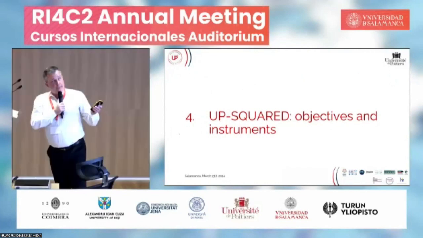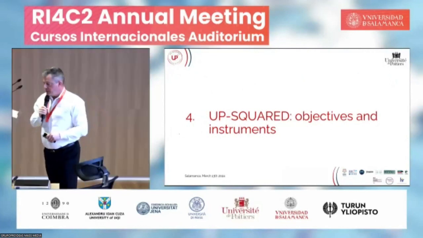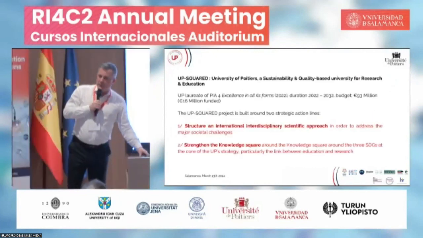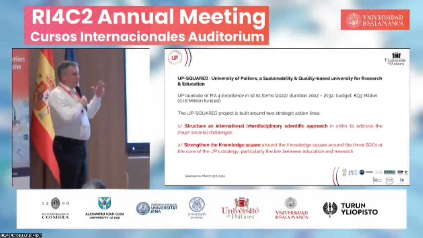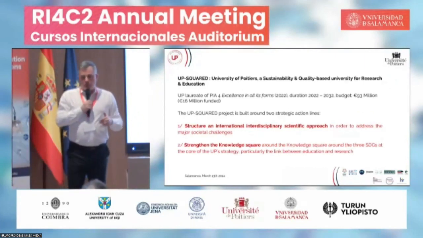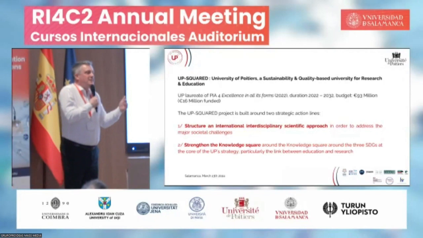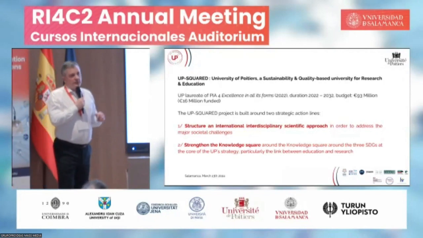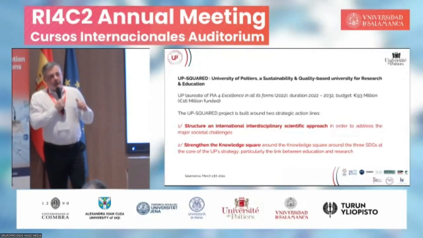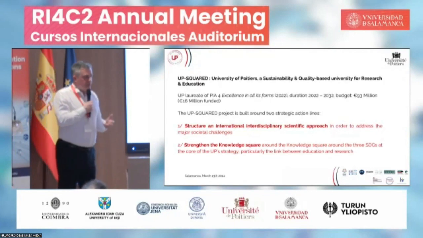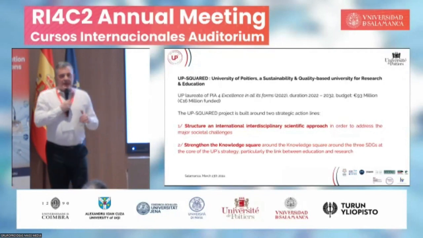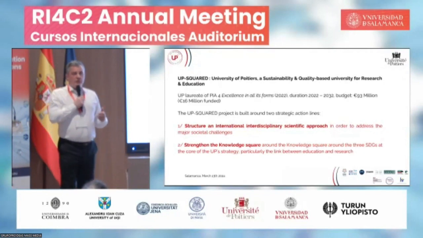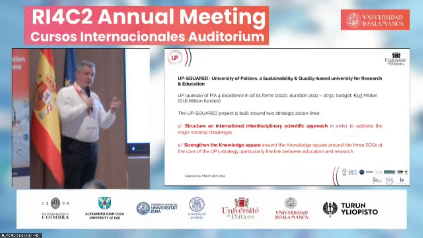UP Squared. UP Squared, what is it? It's simply Poitiers' reply to the PIA4 call called Excellence or Excellences in all its forms, which was a specific call for universities to make them suggest programs that aim at the transformation of the university as such, either on the scientific side, research side, or on the user side.